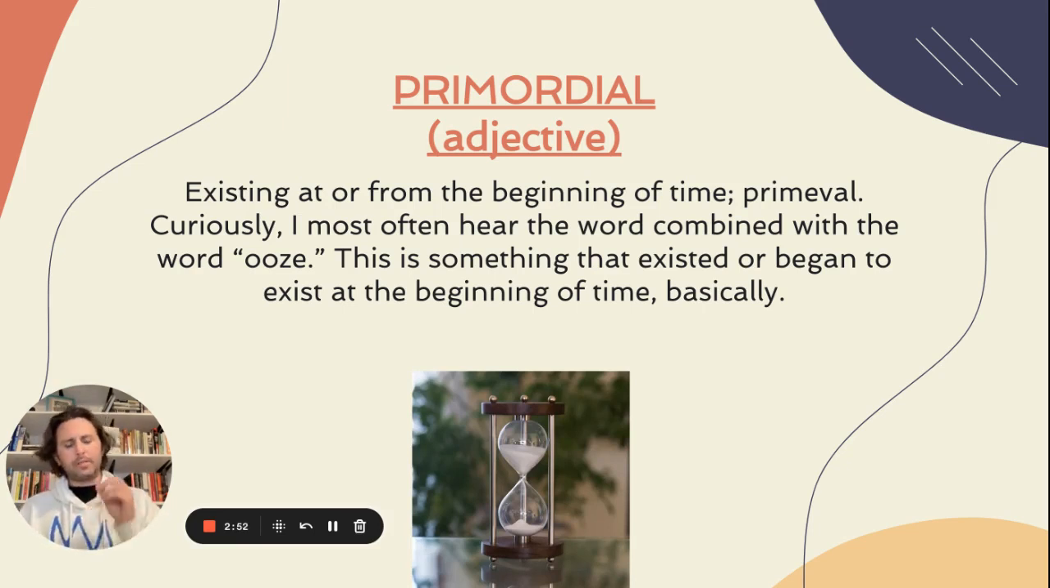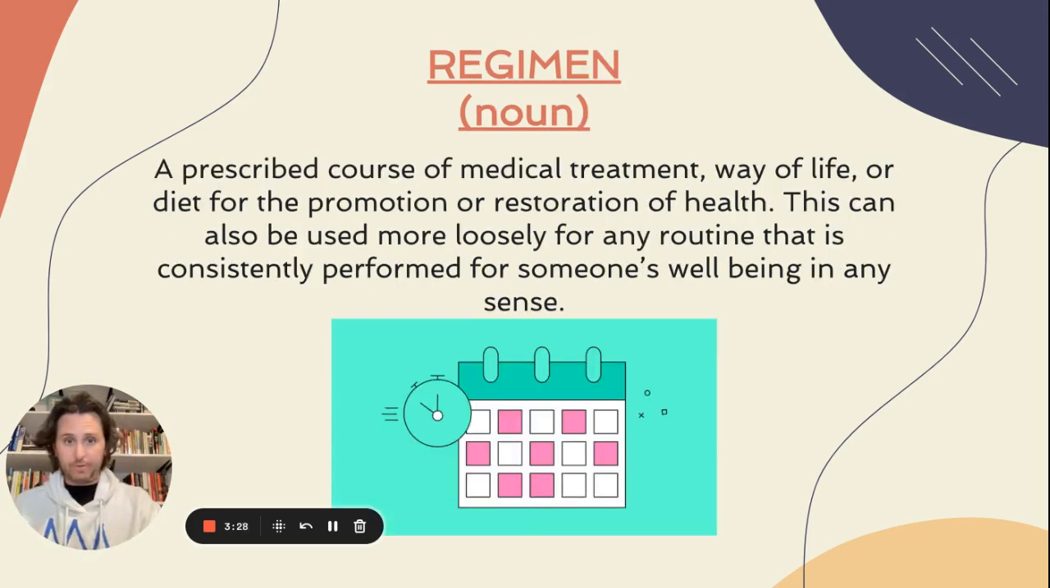Primordial. Primordial is an adjective that describes something that has existed from basically the beginning of time. Like as soon as the earth cooled, this thing came into existence, right? It's a primeval thing. It's beyond ancient. It's prehistory. Now, curiously, most often when I hear the word primordial, it's tied up with the word ooze, the primordial ooze, this idea of early life forms that crawled out of the goop of the early oceans, right? If something's primordial, it existed or began to exist at the very beginning of time. And maybe it has a certain primitive timelessness as a result.